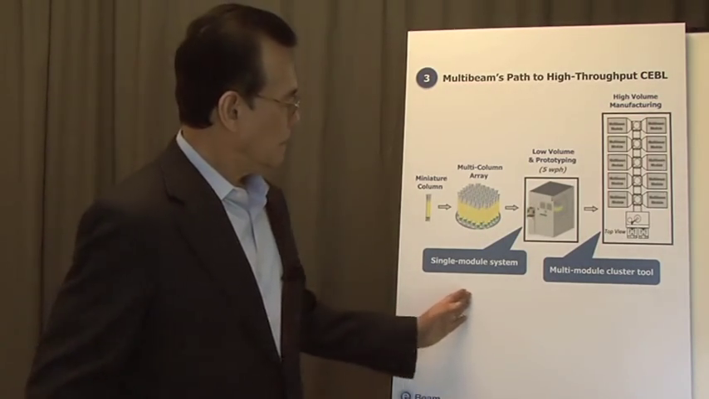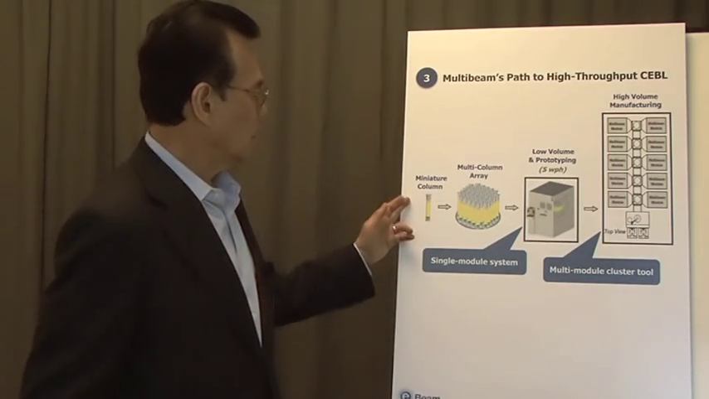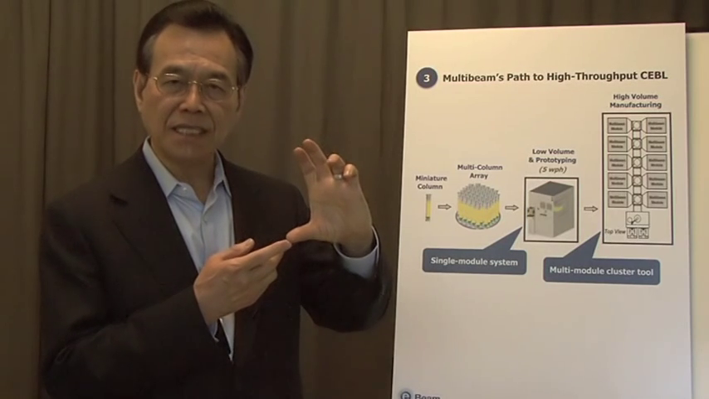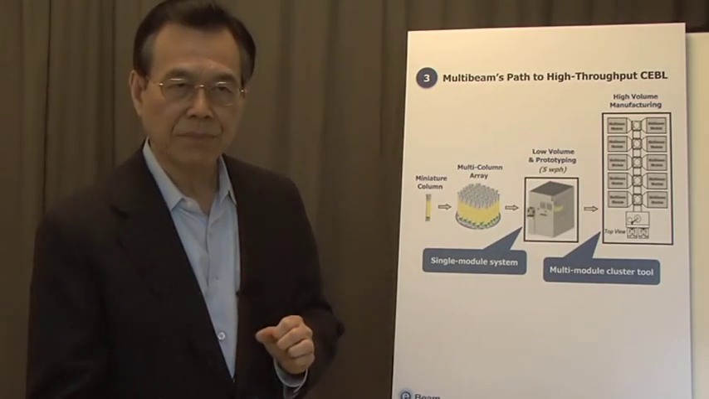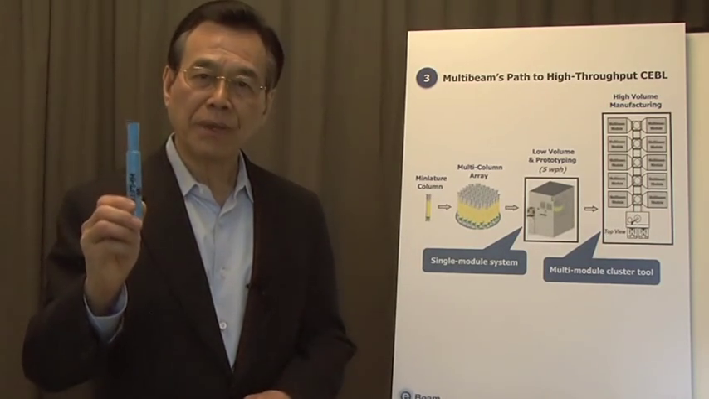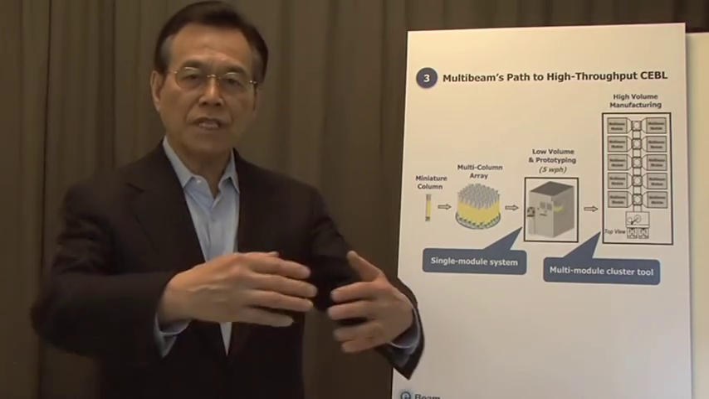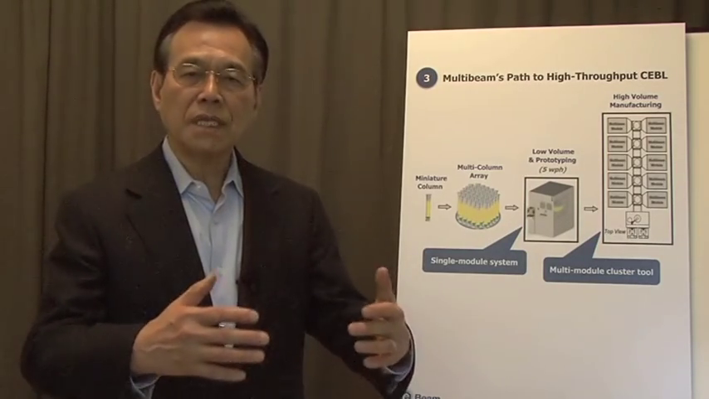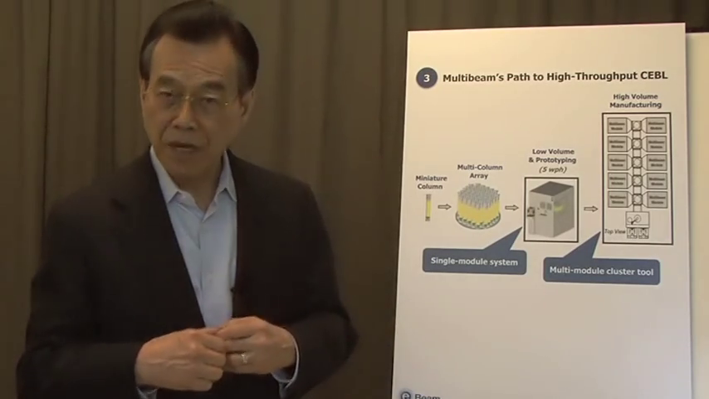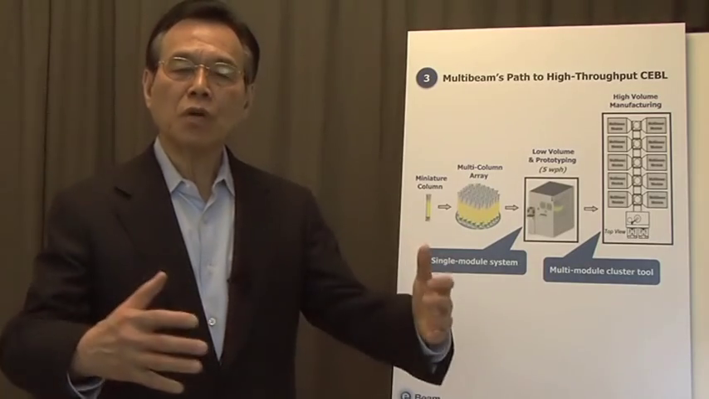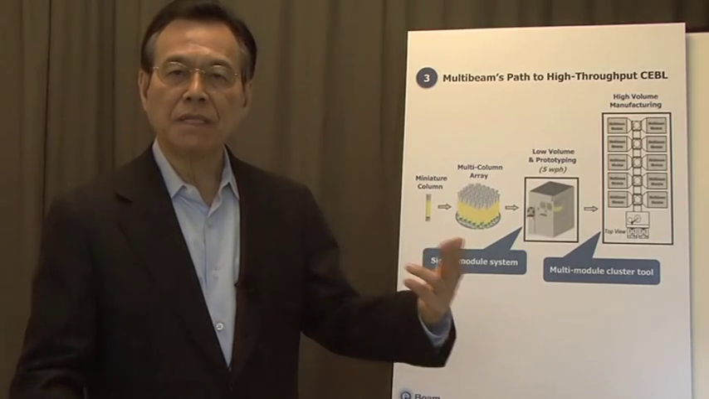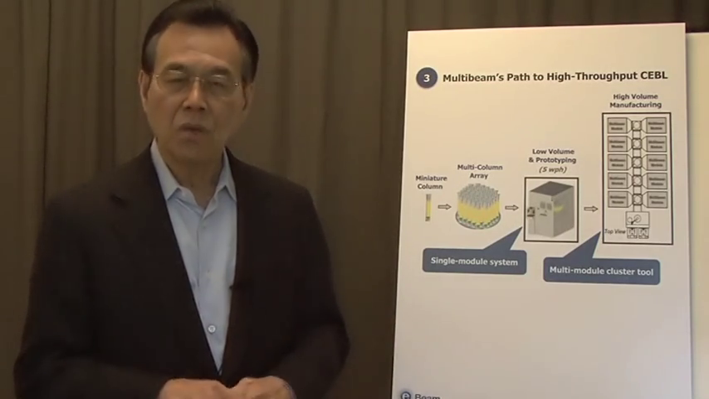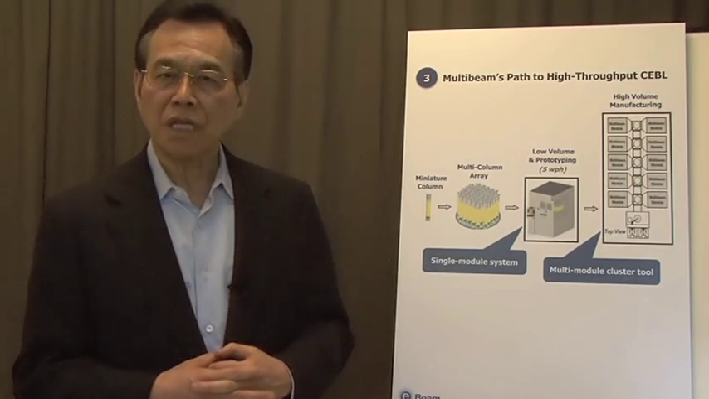This graphic represents Multibeam's path to high throughput, and I'll start on the left. The miniature column measures about 120 millimeters in height and 20 millimeters in diameter, about the size of a highlighter pen on your desk. 100 of these columns would cover the entire surface of a 300 millimeter wafer. All the columns in an array write independently and in parallel. Now, when you have a multiple column array combined with the fast writing speed that I explained earlier, you can finish one wafer in about 10 minutes, which is good for low volume production and prototyping applications.